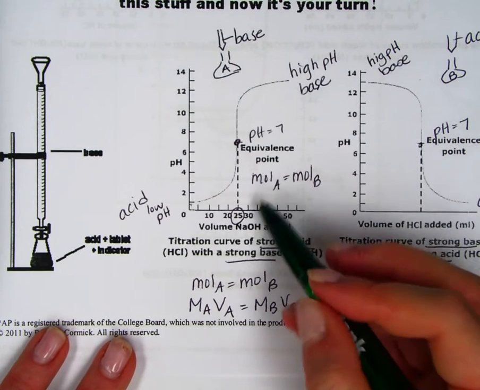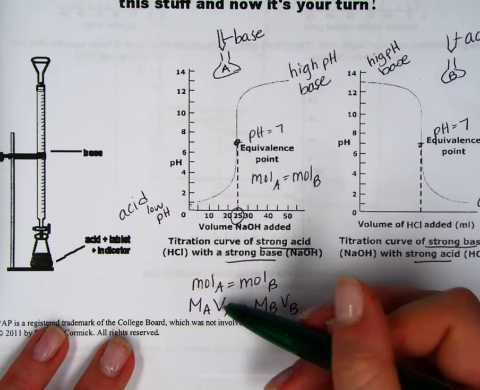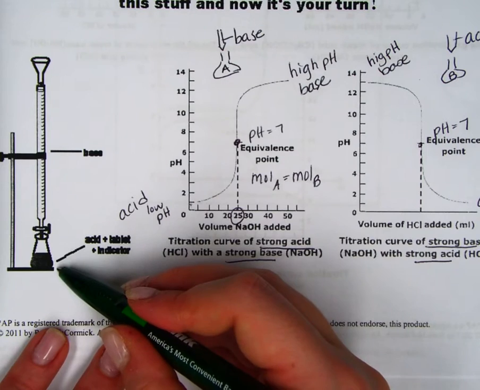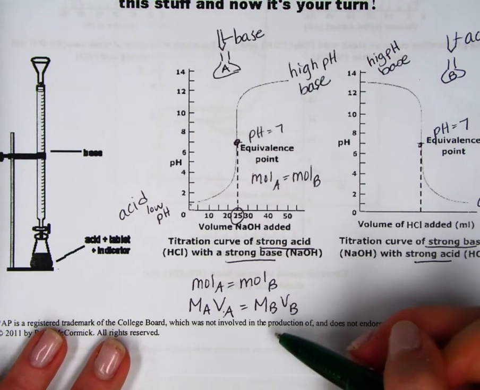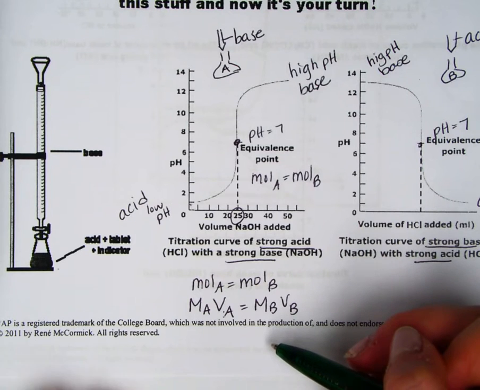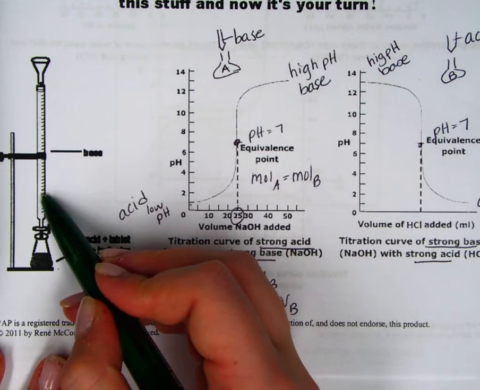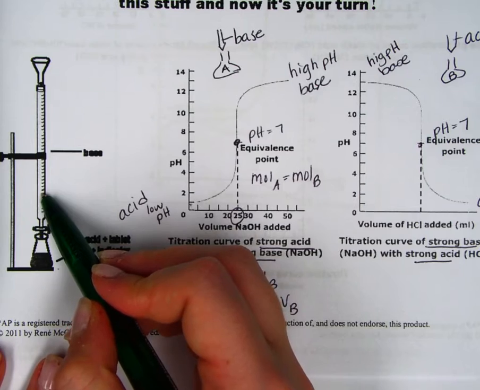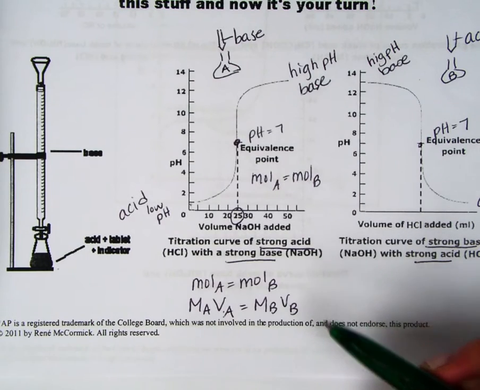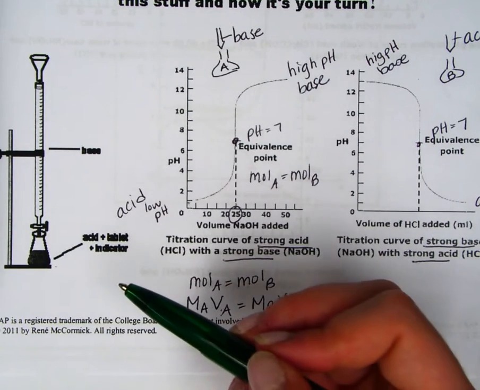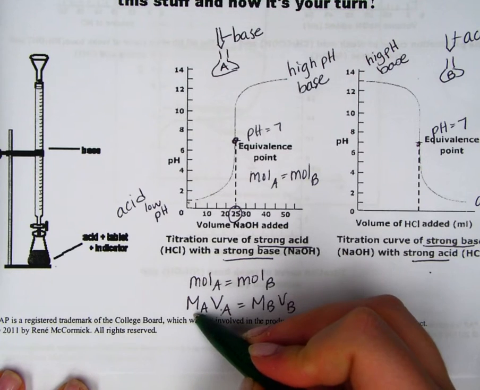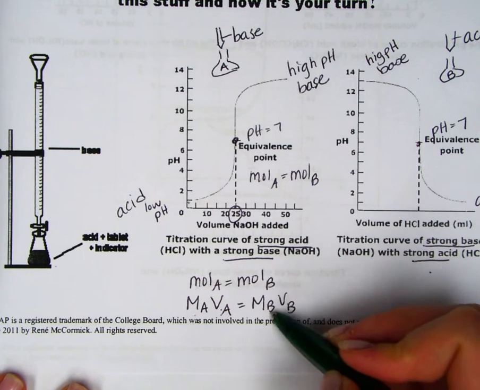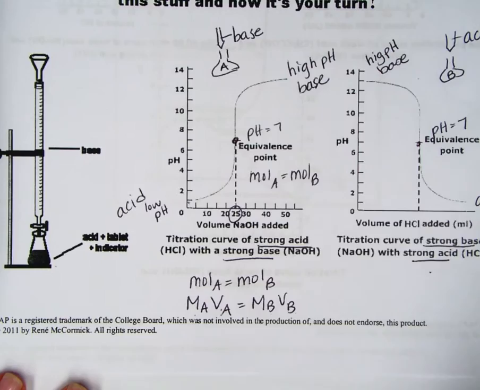Well, here's the thing. We know the volume of our base, and we probably know how much acid we put in this Erlenmeyer flask. So my volumes are all set. You probably know the molarity of the base. Normally the thing that's in the burette you know the molarity of, and you're trying to figure out the molarity of the acid in this beaker. In this situation, it would just be the opposite, but same equation: molarity of your acid times volume of your acid equals molarity of your base times volume of the base.